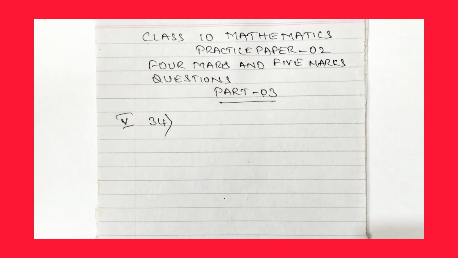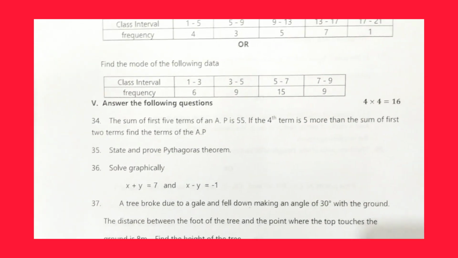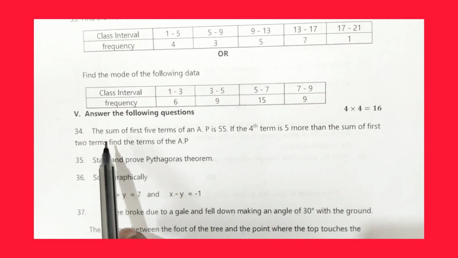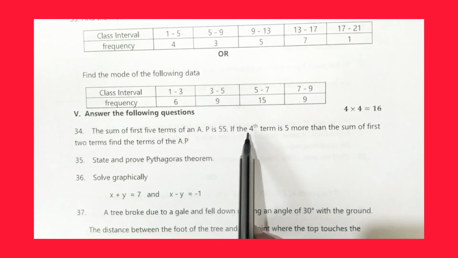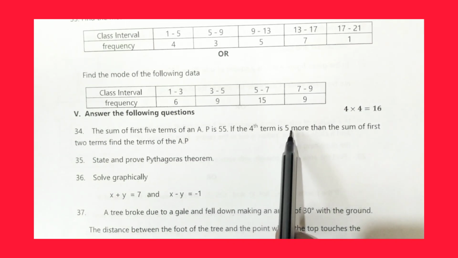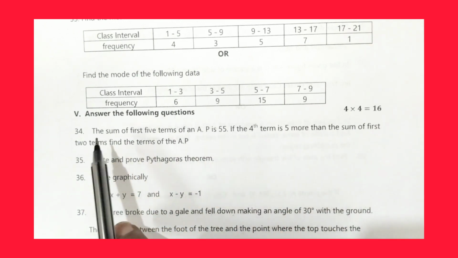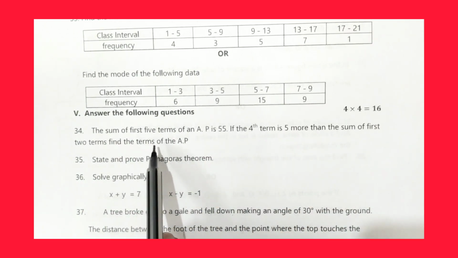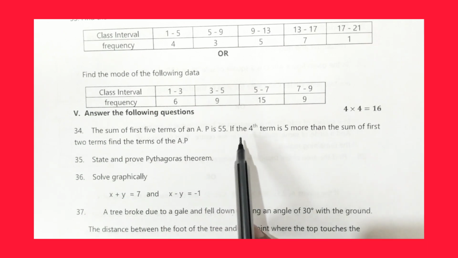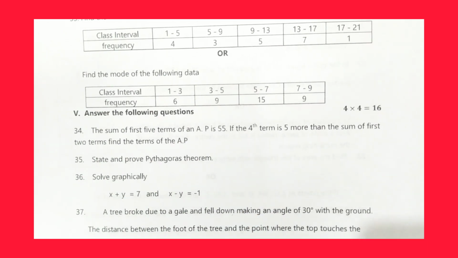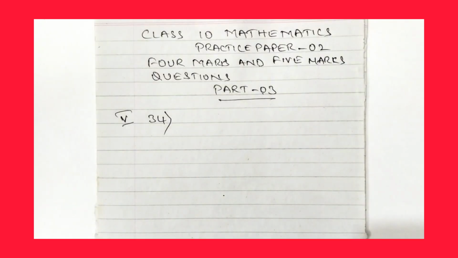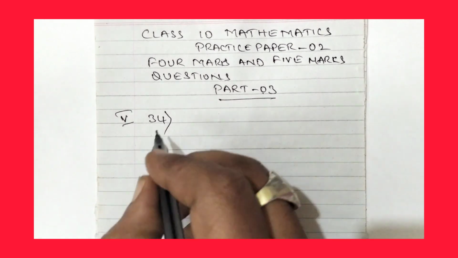So the 34th question is: the sum of the first 5 terms in an AP is 55. If the fourth term is 5 more than the sum of the first 2 terms, then find the terms of the AP. So now let us solve this question. So what they have given, let us see. That is, the sum of the first 5 terms of an AP is 55.